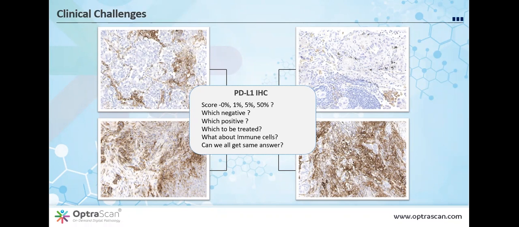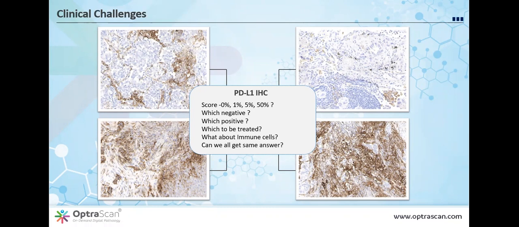A 0 score means the patient does not get treatment. And depending on the test and the approved scoring method, a 1 or 5 or a 50% score would produce a recommendation for treatment. And just looking at these 4 fields, it's pretty clear that the bottom 2 are strongly positive and would be certainly above 5% and maybe above 50, but that would be arguable. The top 2 are more difficult.